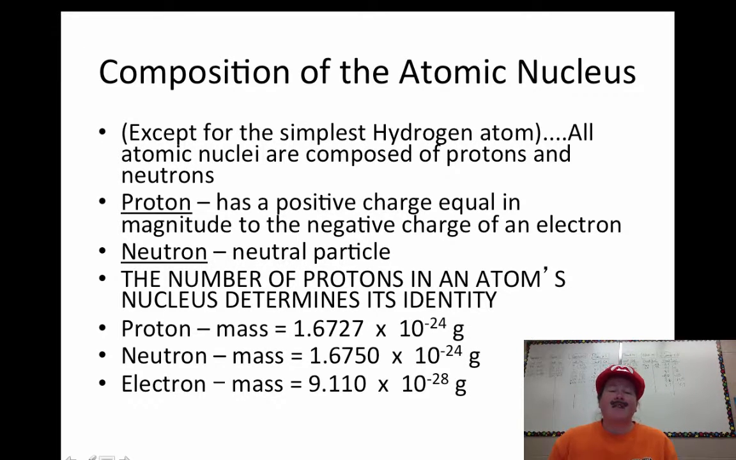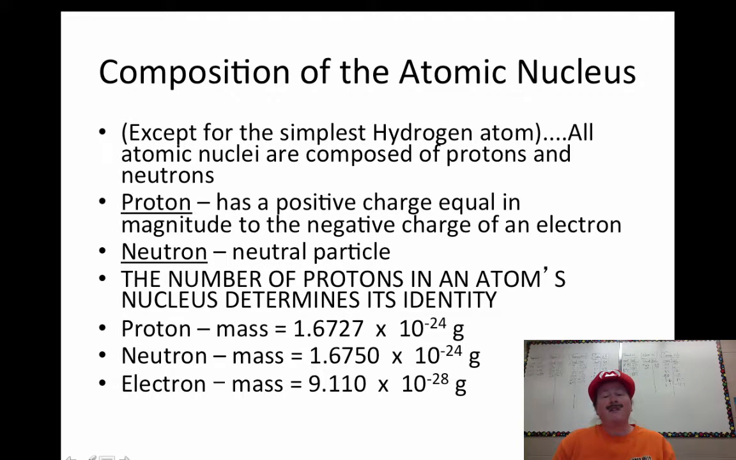Now, when we look at the masses of protons, neutrons, and electrons, you can see that the mass of a proton and a neutron is about the same, and it's very, very small when you look at it in grams. This isn't a very handy way to think about the mass of atoms and elements on such small scales. In a future video about atomic mass, I will address that issue.